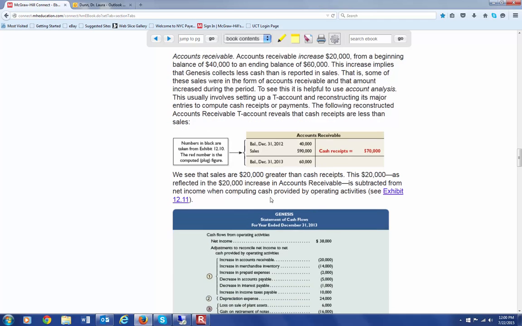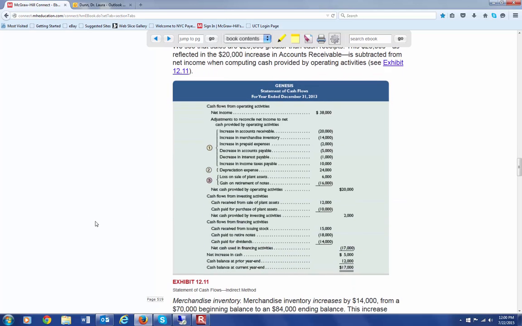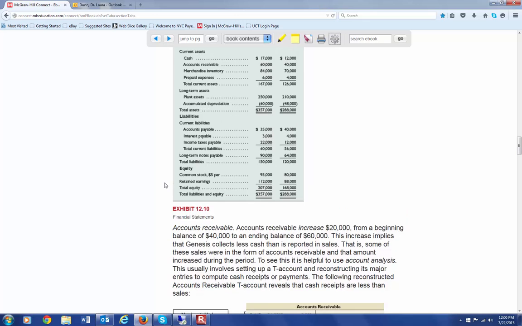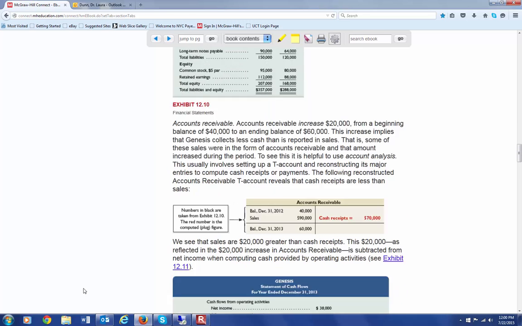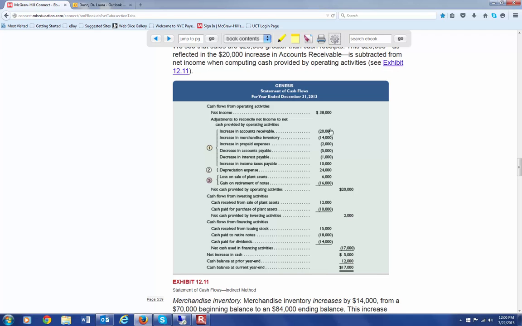And then they explain that again here as to how that actually happens. So if you take each of these current assets up here and see the change, not counting cash obviously, this is an increase, so you're going to subtract it from net income. This is an increase, you're going to subtract it from net income. This is an increase, you're going to subtract it from net income. So if you look at your statement of cash flows, we start with net income, but then we're going to subtract the increase in accounts receivable, subtract the increase in merchandise inventory, and subtract the increase in prepaid expenses.